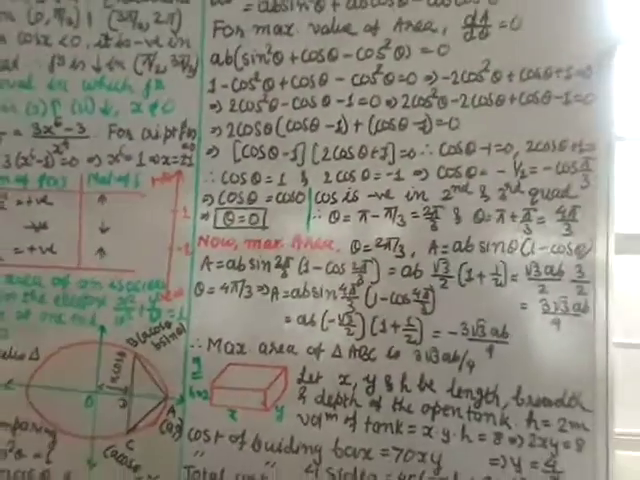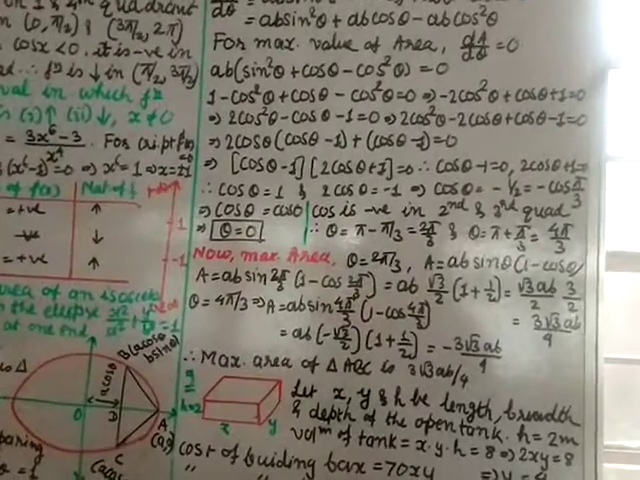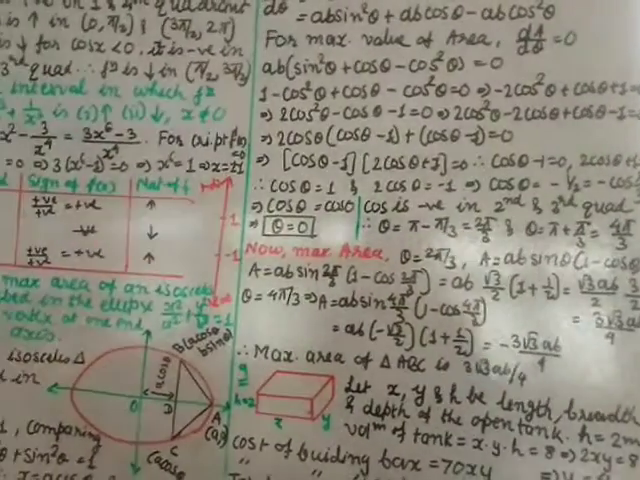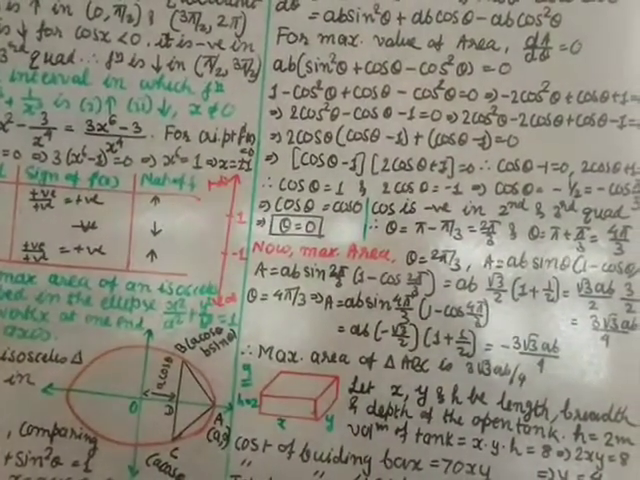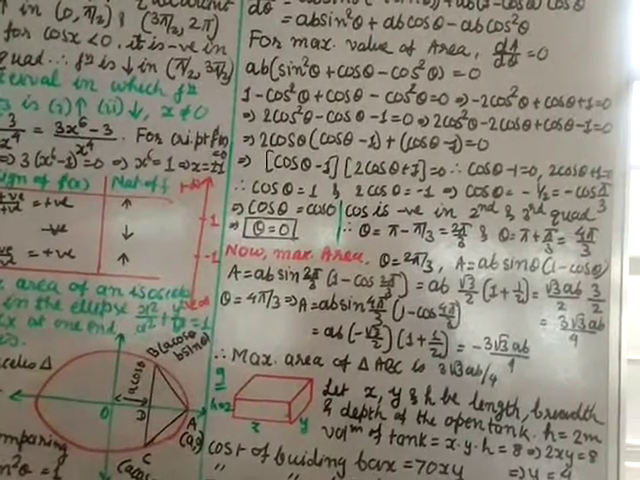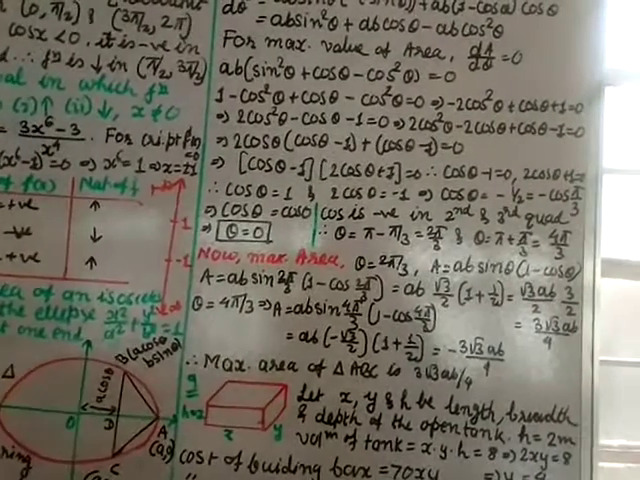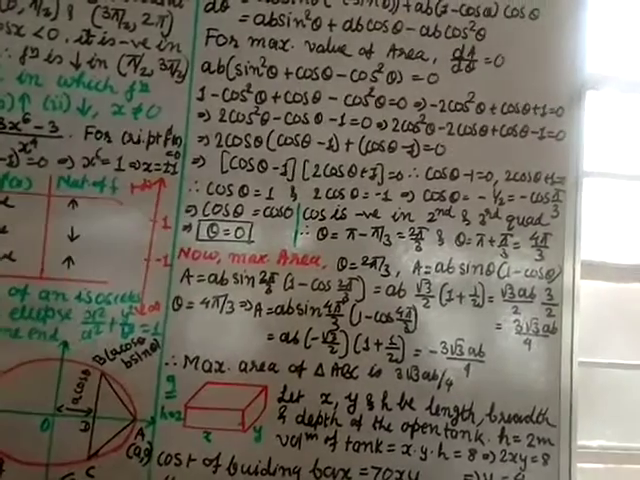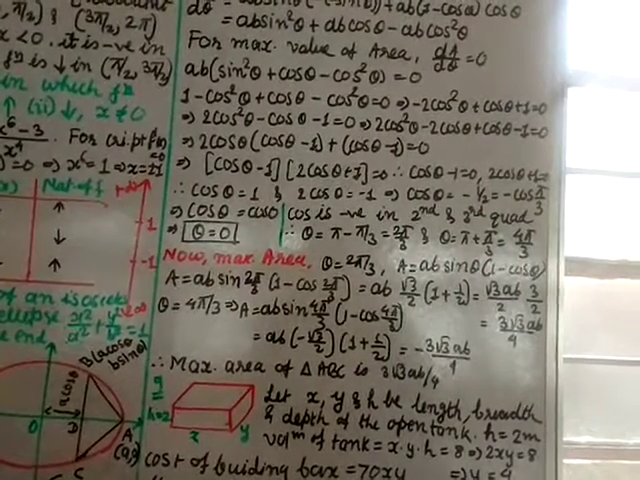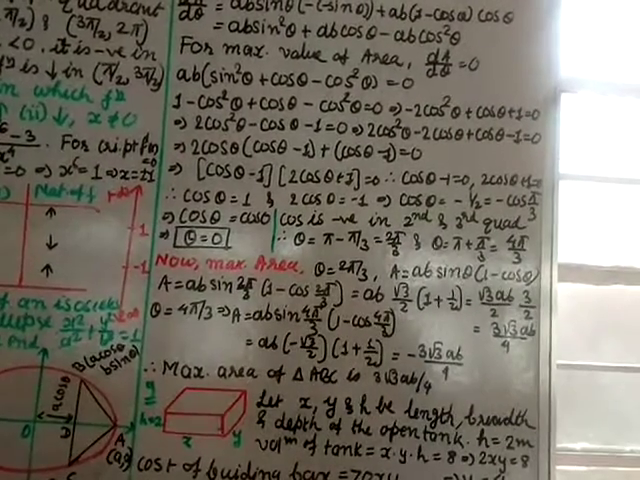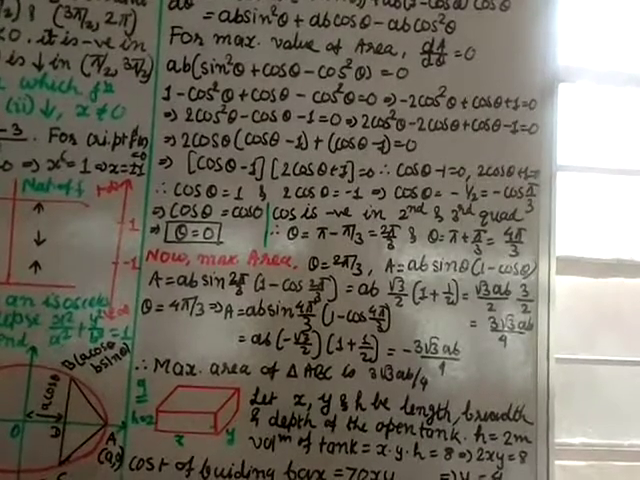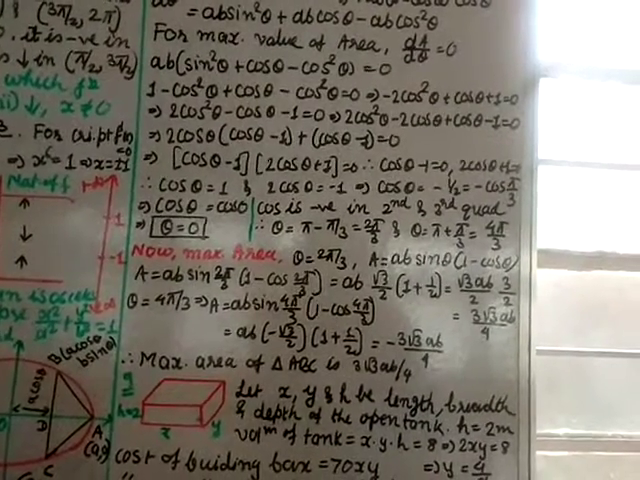A tank with rectangular base and rectangular sides, open at the top, is to be constructed so that its depth is 2 meter and volume is 8 meter cube. Building the tank costs rupees 70 per square meter for the base and rupees 45 per square meter for the sides. What is the cost of the least expensive tank?